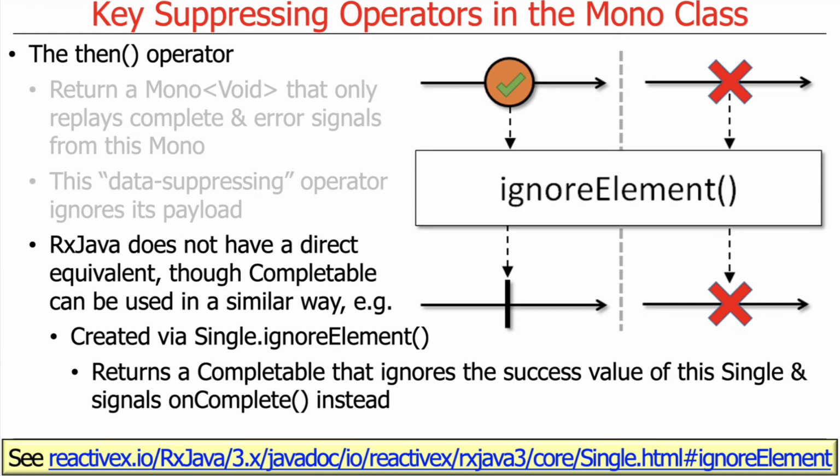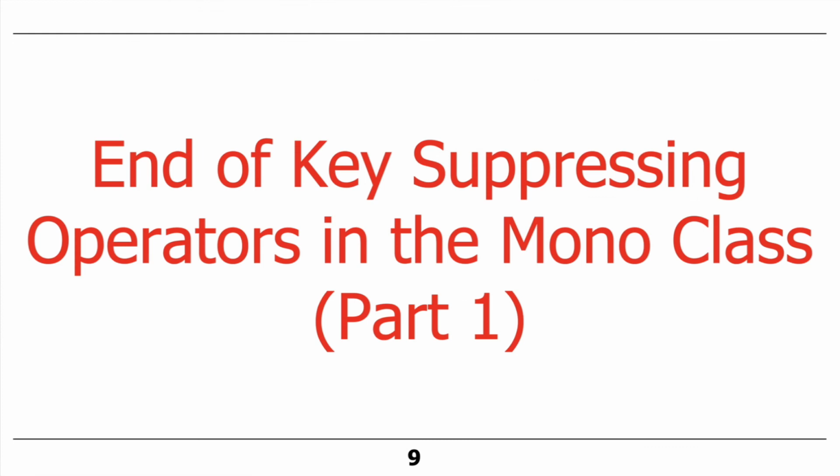There's no equivalent to ignoreElement in Project Reactor, and no equivalent to .then in Single for RxJava, but they work in complementary ways, even though the signatures and the types are slightly different. Is that confusing? Yes, it is. And I'm not quite sure why they chose to do it different ways, but they did. So that's the end of the discussion of the first of several suppressing operators in the Mono class that we're going to cover.